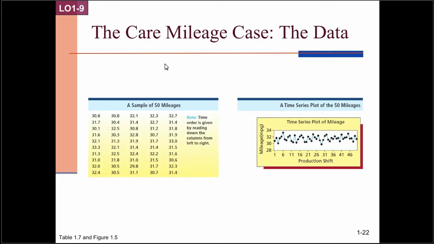This is a sample of what you will see in your book. They looked at those sampled 50 mileages, they plotted them over production shift, and you can see there is some fluctuation between those numbers, but somehow the average is more than 30. So they really did well. It's almost 31.